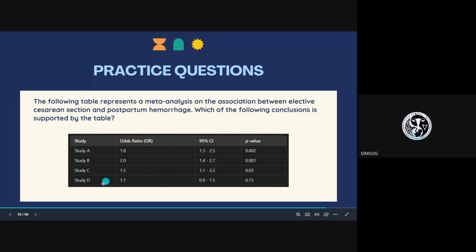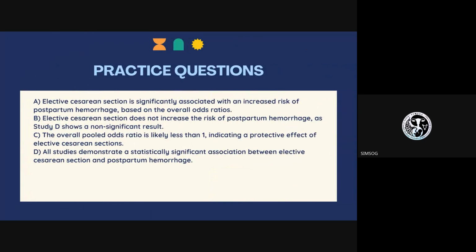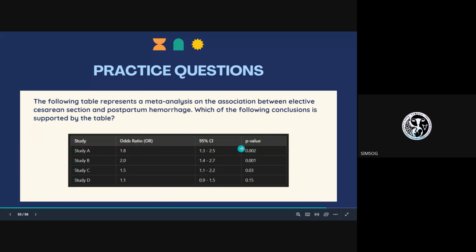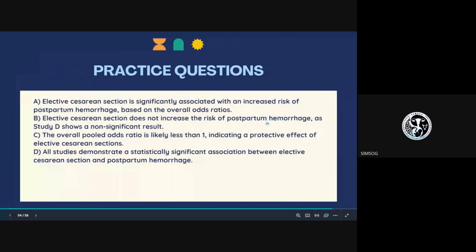Overall odds ratio from the meta-analysis is 1.4 and the p-value is 0.008. So what will you call the overall odds? Is it significantly associated? No. Sorry, 0.008 it is, with a cutoff of 0.05. Then yes, it is, because I said 0.008, not 0.08. So statement A would be correct if I give the extra information.